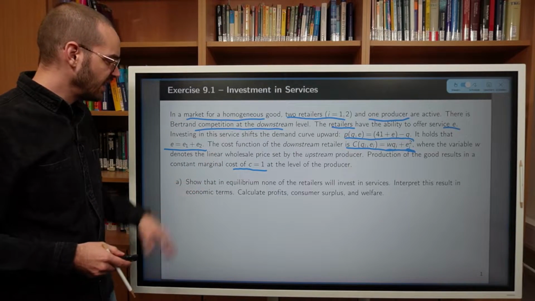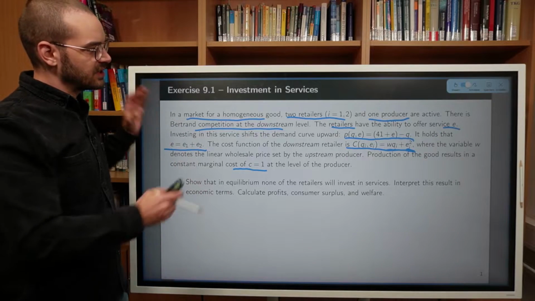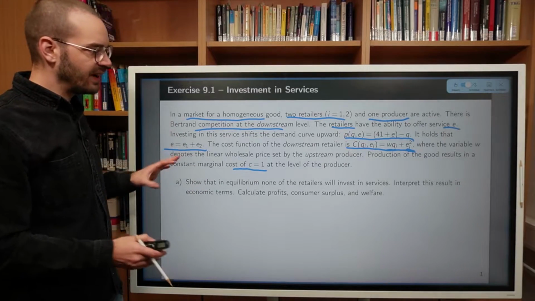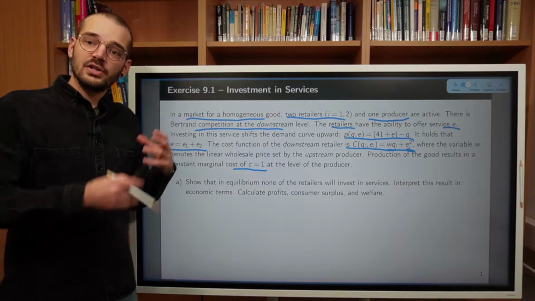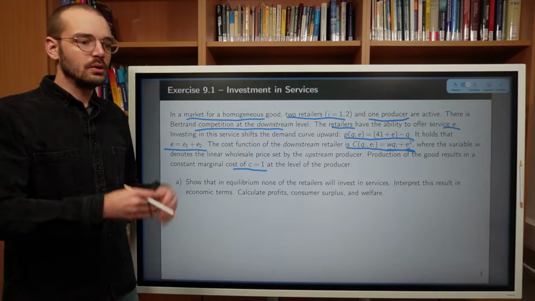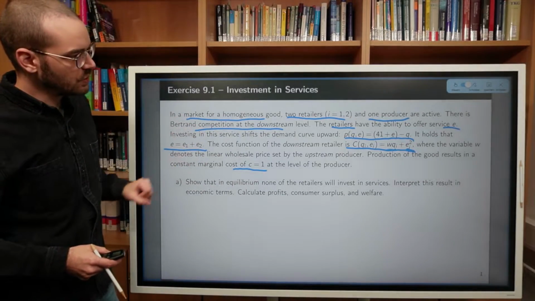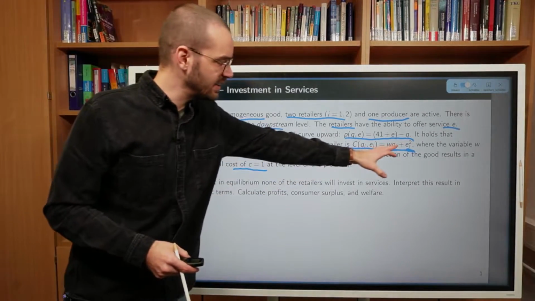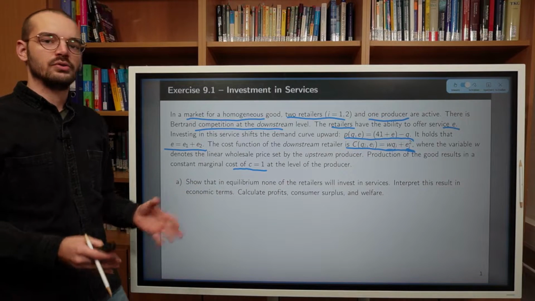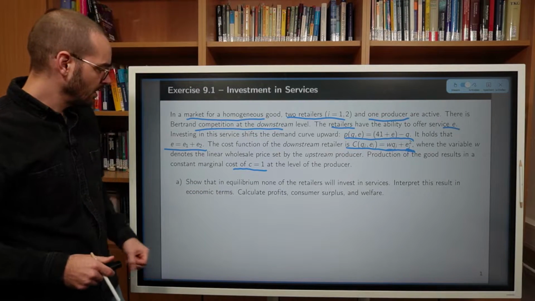And under task A, we are going to consider the situation as is and find the market equilibrium, which in this case not only includes prices, quantities and profits of the firms, but in addition to that, it of course includes finding the equilibrium amount of services provided.